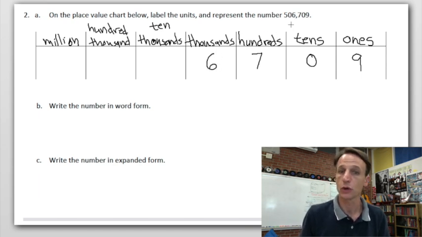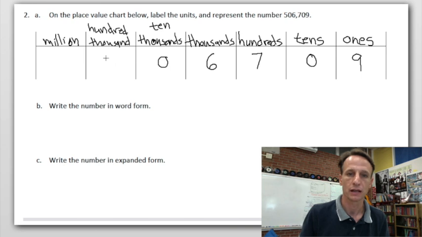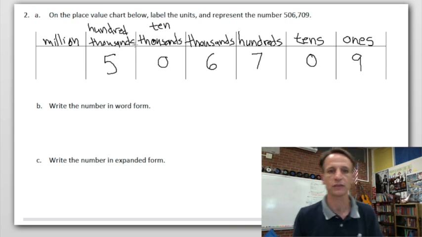We have 0 ten thousands, and lastly we have a 5 in the 100,000s place. Let me make that say thousands. Good. Now we're going to write the number in word form, and you just write it out the same way you'd read it out loud.